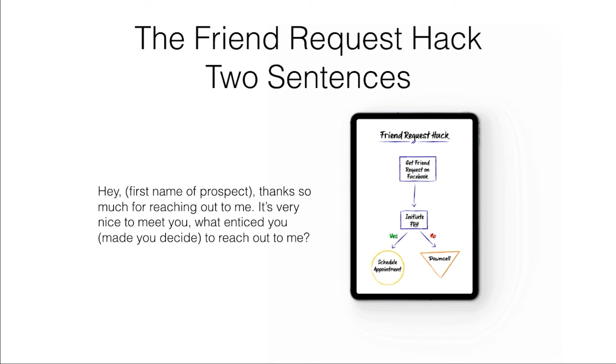Now, I say this. I say "what enticed." And I'm going to let you know why I say that. That is in my language. I say "enticed" everywhere, and I've used it since day one with this.